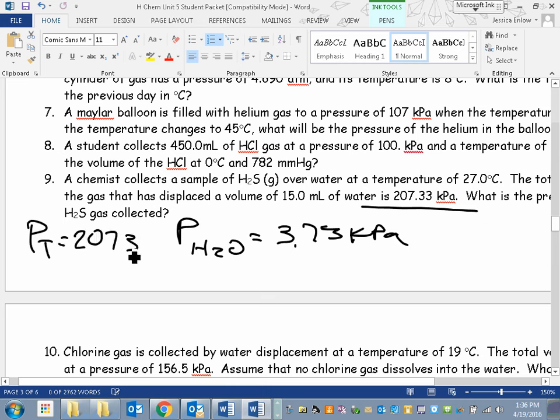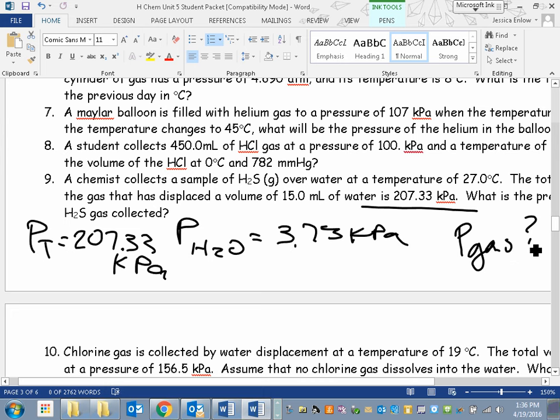All the other stuff is actually irrelevant because it's not changing. The water volume is not changing. The gas temperature is not changing, and the gas volume is not changing. So we have a P total and a P water. What are we looking for? The other value, right, the P gas.